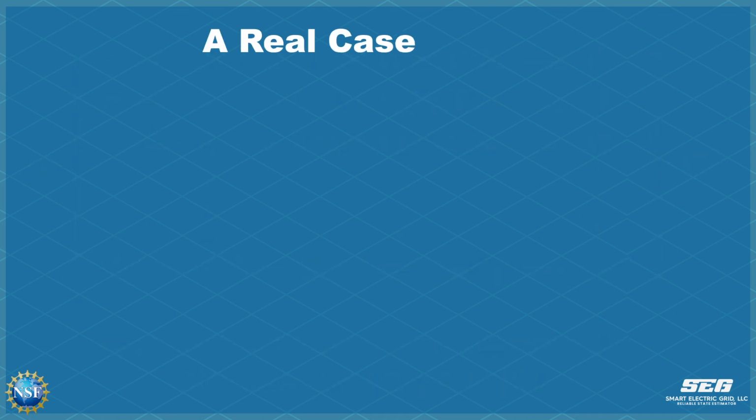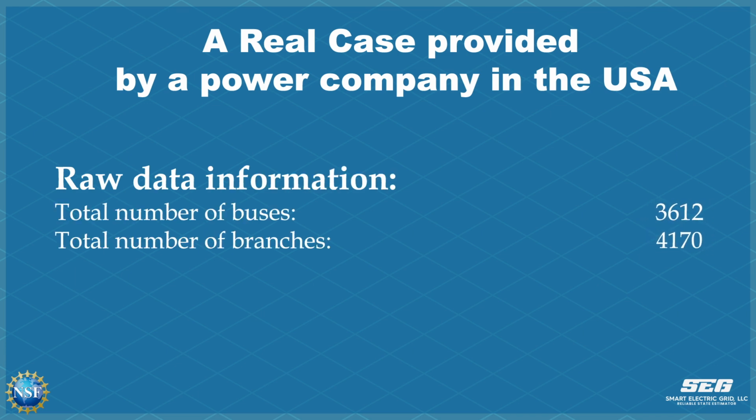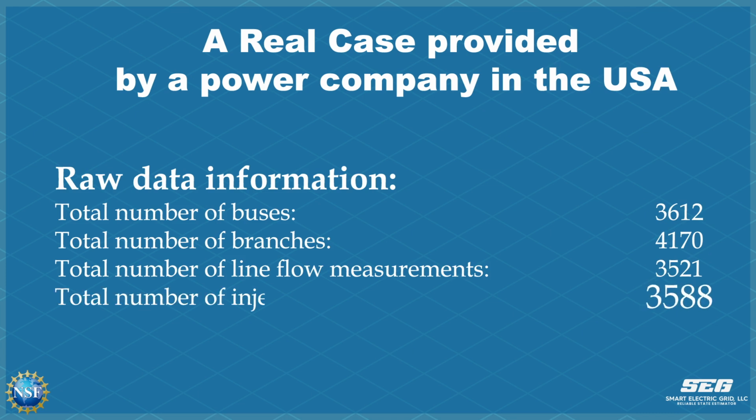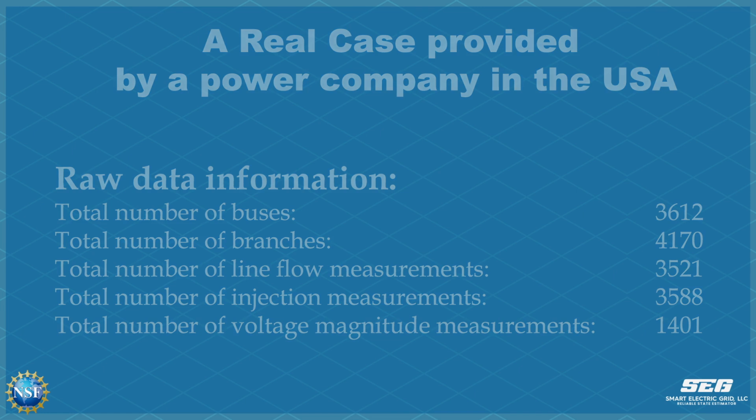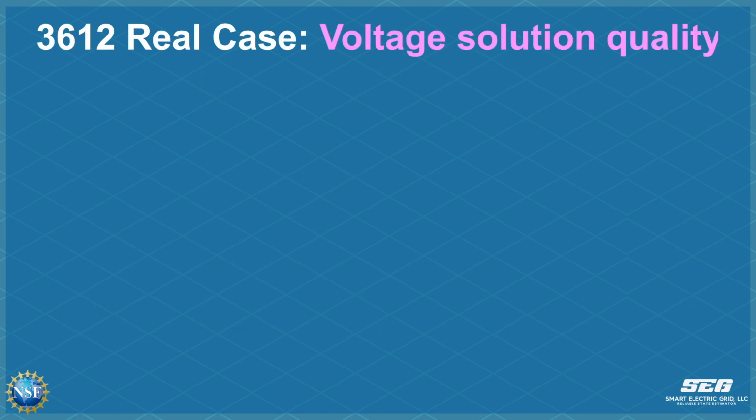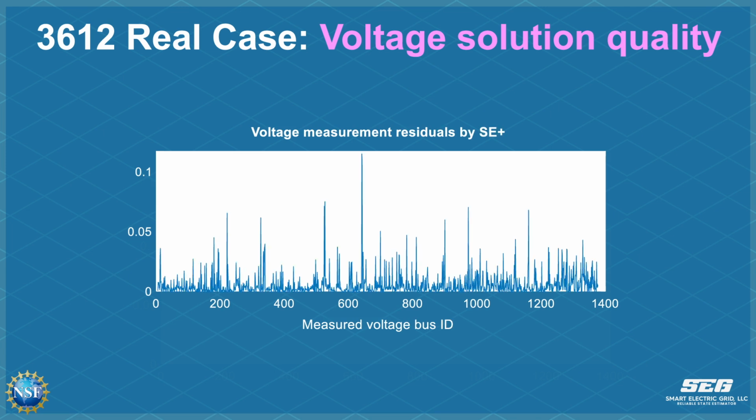Massive numbers of tests have been conducted to verify the accuracy of the voltage solution obtained by SE+ and 100% guarantee of convergence. Here we show a test on a real case provided by a power company in the US. The system information and measurement configuration were provided, and SE+ took 0.19 seconds to complete the calculation on a Dell Inspiron 7502N1. SE+ obtained smaller residuals for voltage magnitude measurements compared to the customer's weighted least square state estimator.